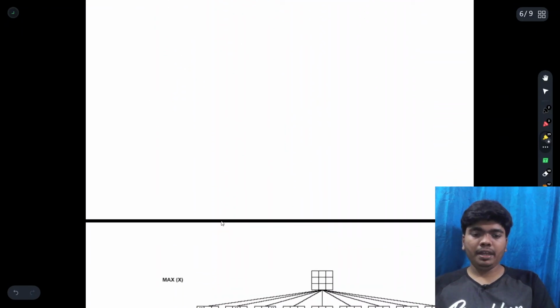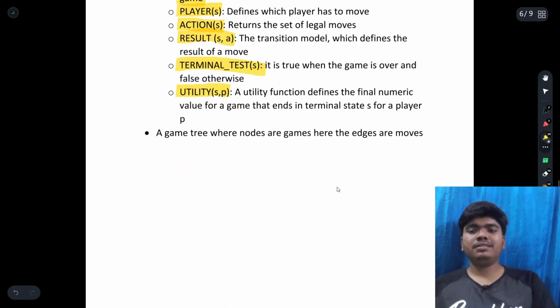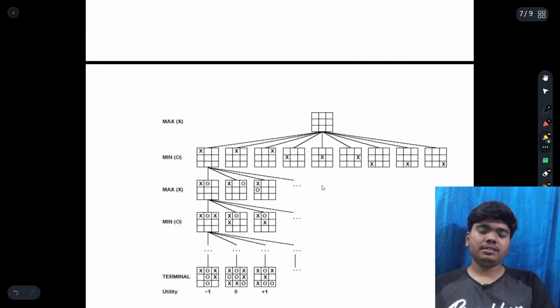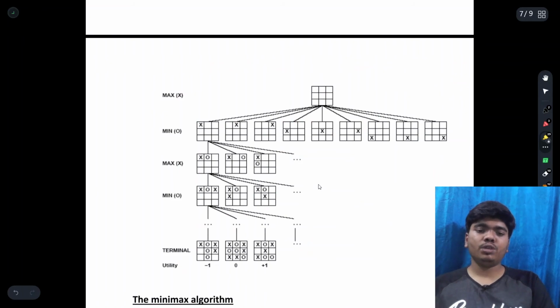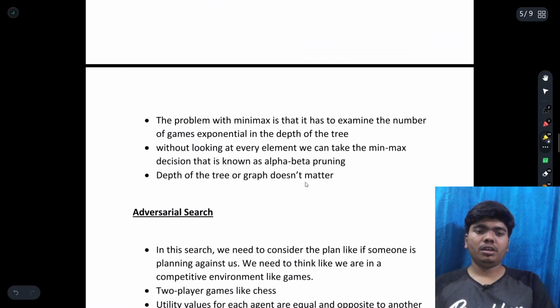A game tree is one where the nodes are game states and the edges are moves. Here we can see the min-max algorithm, which I will discuss in the next video. This is all about the game and search, and the differences between them.